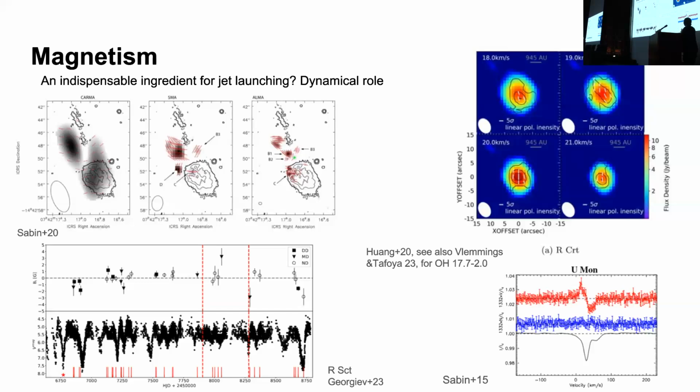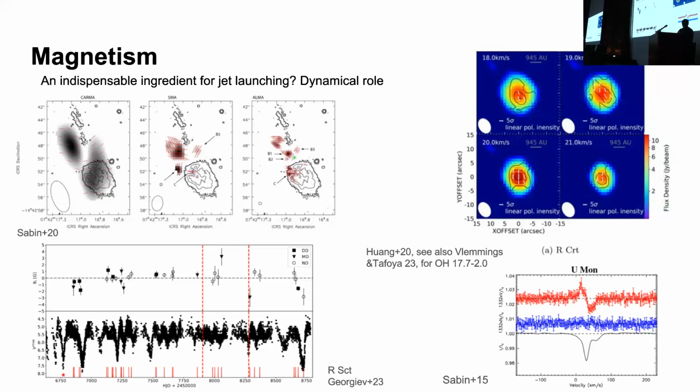So this is a work from Wang et al. in 2020, but there's a new work from Vlemmings and Tafoya in 2023 for other post-AGB stars. So using the polarization of dust and the polarization of molecules, you can trace the magnetic field in those objects. But we are also interested in the intensity of the magnetic fields. To do that, we can go to the stellar surface, the photospheres of those objects.